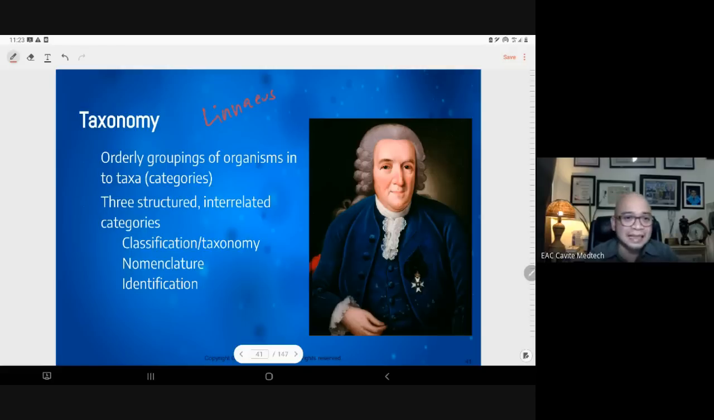Okay, and three structured interrelated categories. So based on this one, we can now have a systematic classification, that's taxonomy, nomenclature, and identification. When you say nomenclature, it's a scientific way of naming microorganisms.